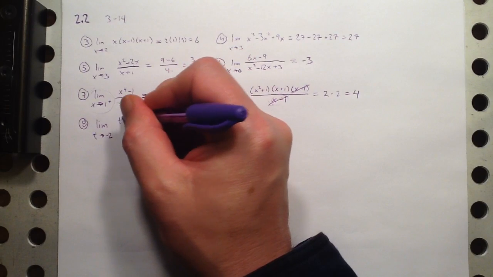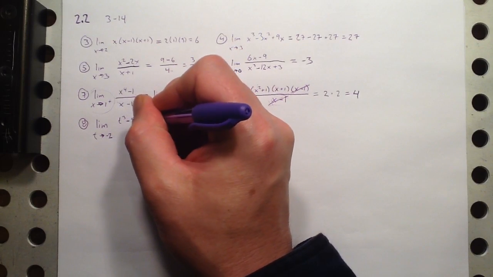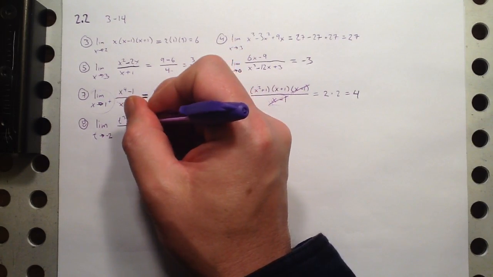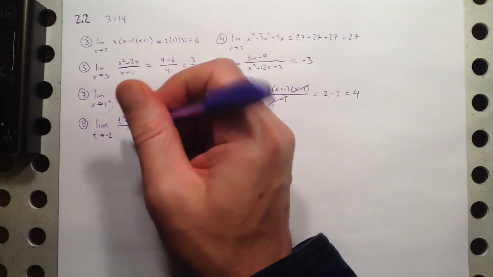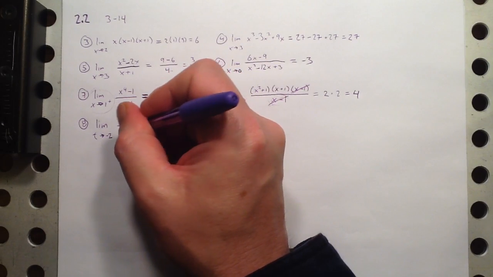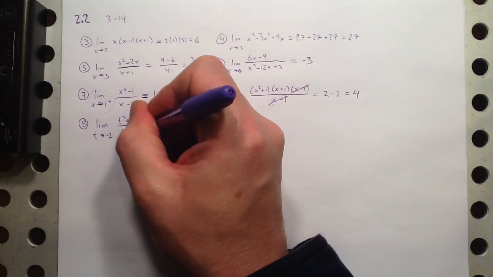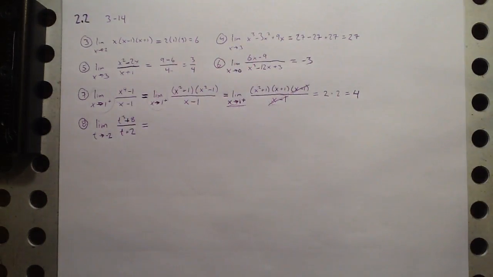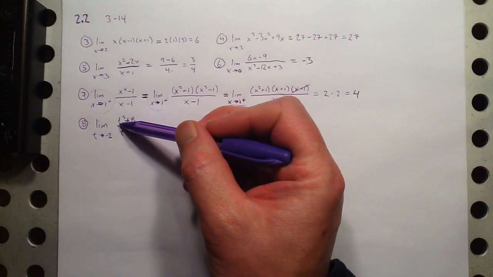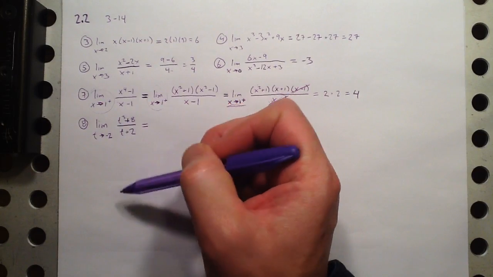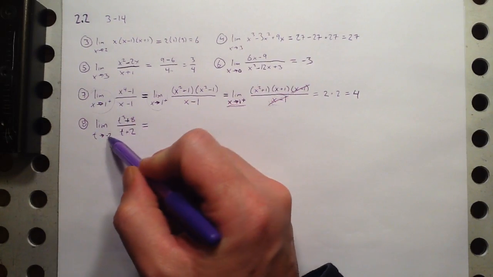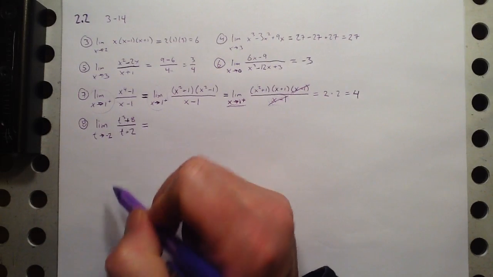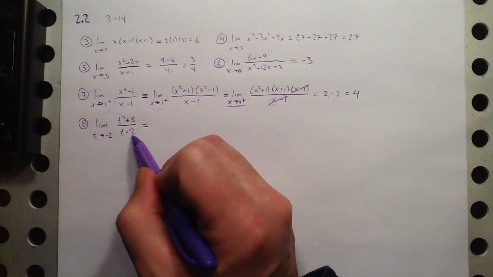All right, how about this one? What's the limit as t approaches negative 2 of t cubed plus 8 over t plus 2? So the first thing we need to do is make sure, check what kind of limit this is. When I plug in negative 2 here, negative 2 cubed is negative 8. Not positive 8, right, because there's 3 negative signs, so it retains the negative sign. Negative 8 plus 8 is 0, and on the bottom, negative 2 plus 2 is 0.